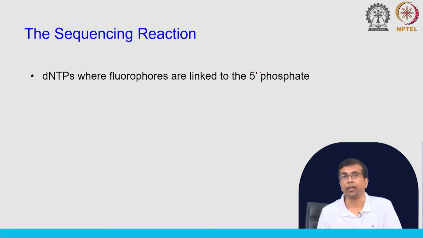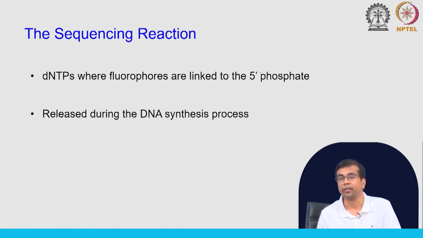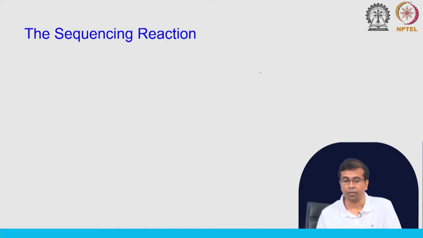Okay. So, these dNTPs have their fluorophores linked to the 5 prime phosphate group of the bases. And what happens is that during the synthesis process these fluorophores are released. The phosphate comes out, the pyrophosphate comes out, during the synthesis process, and along with that the fluorophore also comes out. So, you can now visualize in your mind that this synthesis is happening and the fluorophores are coming out one by one. Now let us look at this in much more detail.